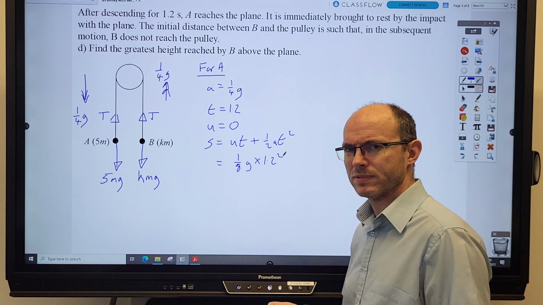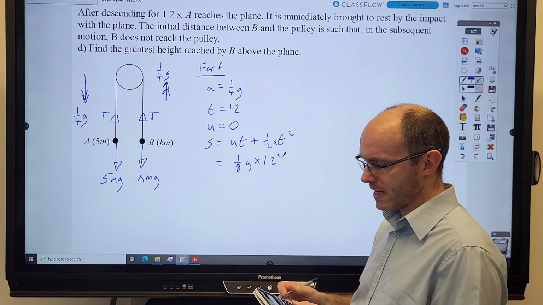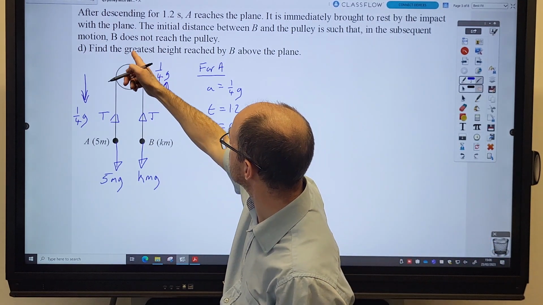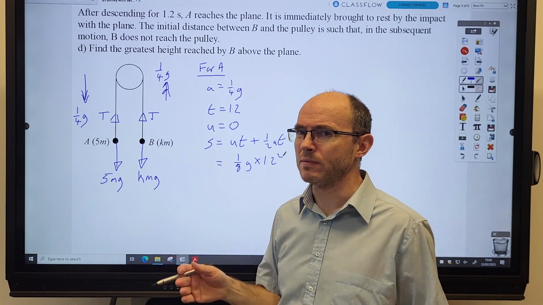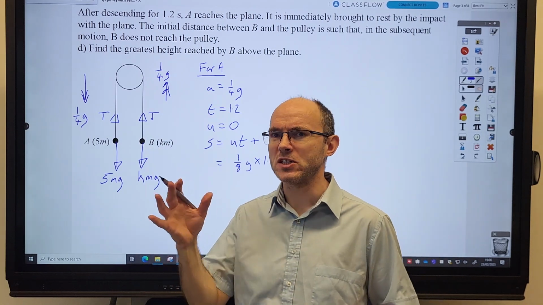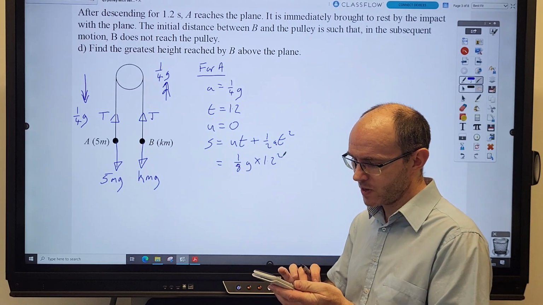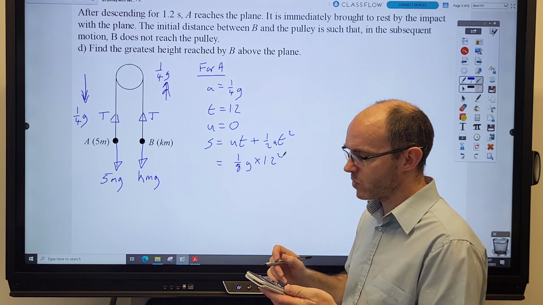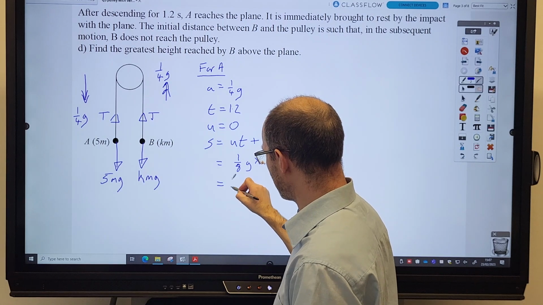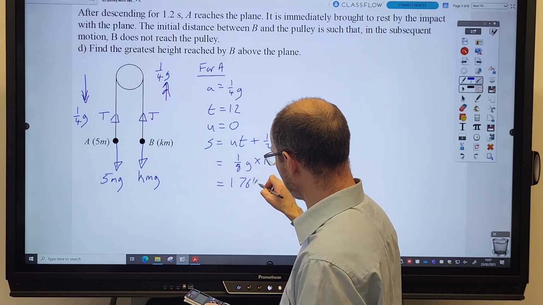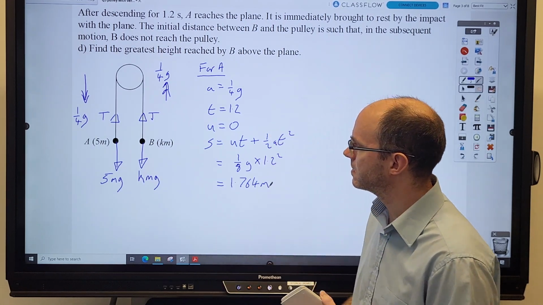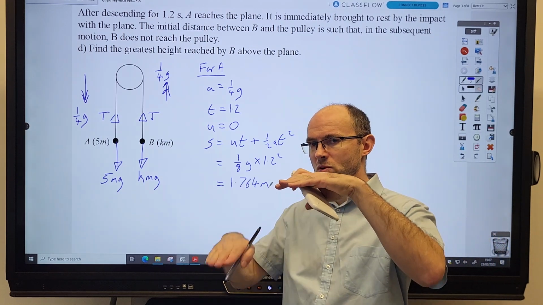That's 9/50ths. I'm going to work it out as an actual value, because when it says find the greatest height, realistically it wants an actual numerical value, not something times g. So I'm just going to put g into that now, so times that by 9.8. And we get 1.764 meters. So that's how far A has fallen to hit the ground.